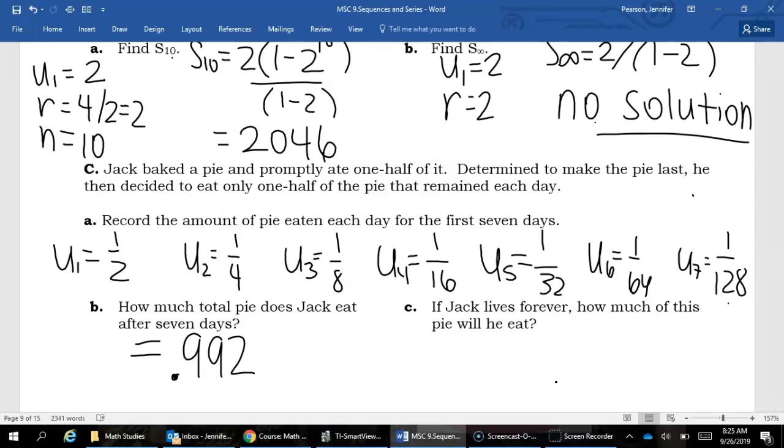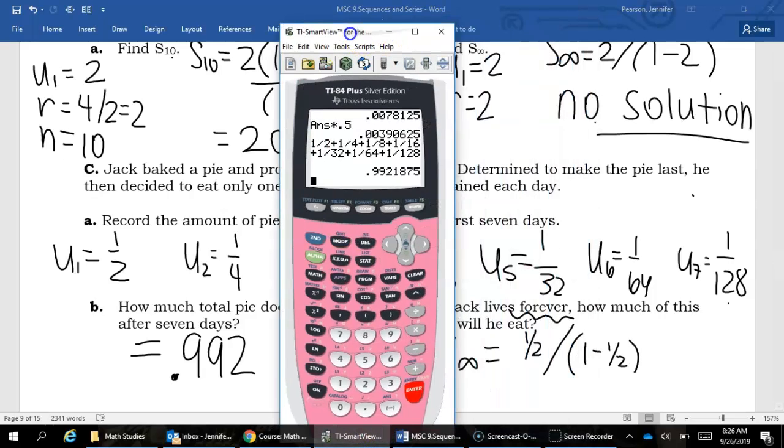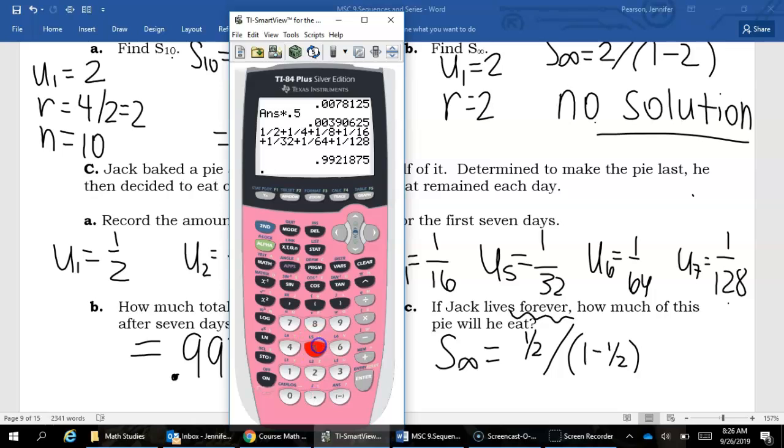So if we live forever, that hopefully is your cue that we're going to be doing an infinite sum. We'll take our starting number divided by 1 minus our ratio, and I'm going to decimal this. It's just a little less typing. We have 1/2 divided by 1 minus 1/2. We'll eat exactly 1 pie.